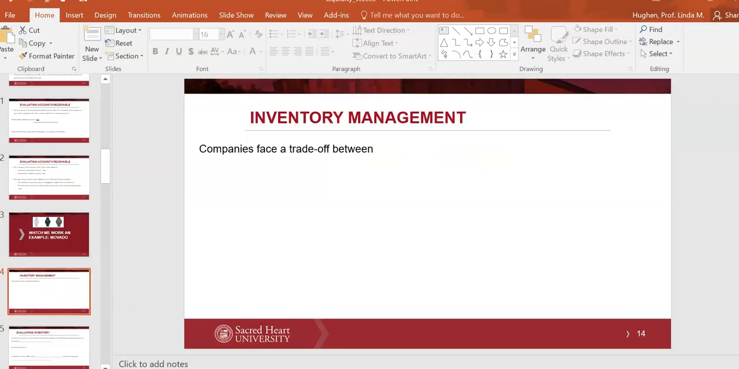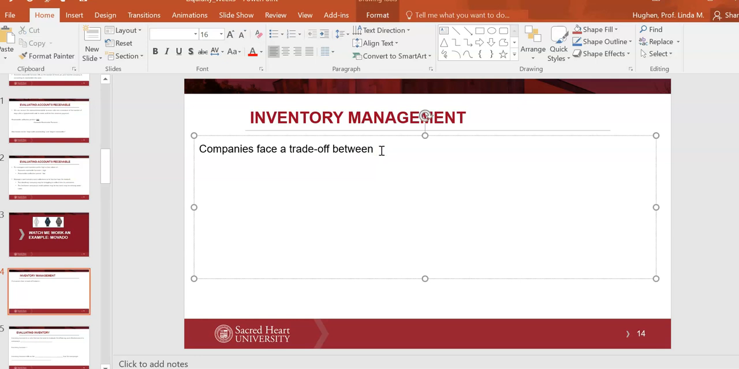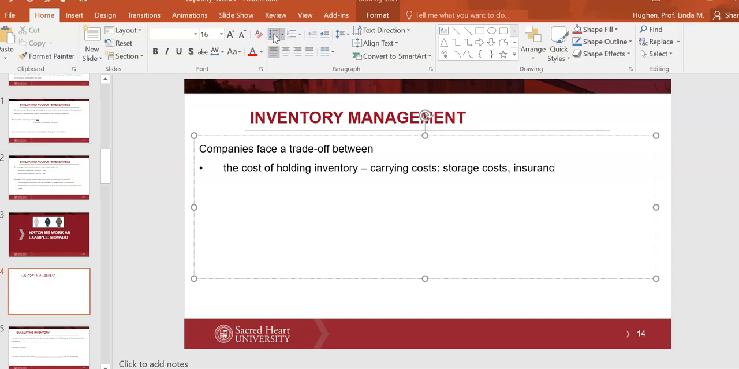Now let's talk about inventory management. Again, we're going to look at a trade-off. Companies face a trade-off between the cost of holding inventory, which we call inventory carrying costs. These include storage costs. We have to pay for our building and pay the utilities on the building, and insurance costs. Opportunity costs: if we didn't have so much invested in this inventory, what could we be doing with that capital? Obsolescence.